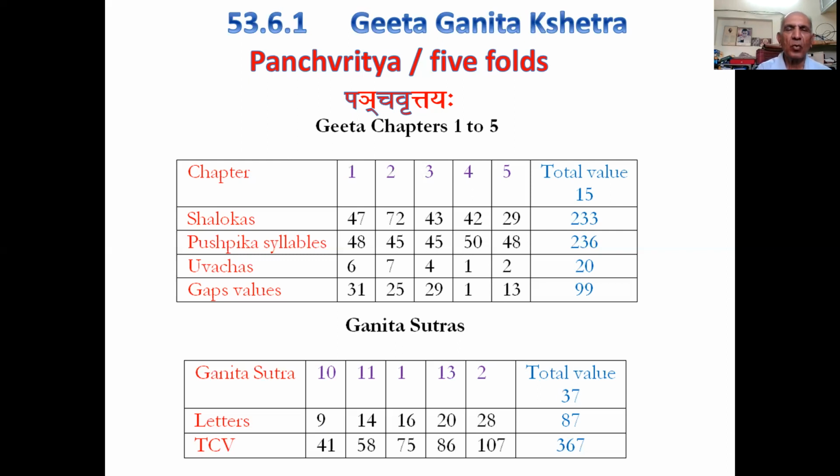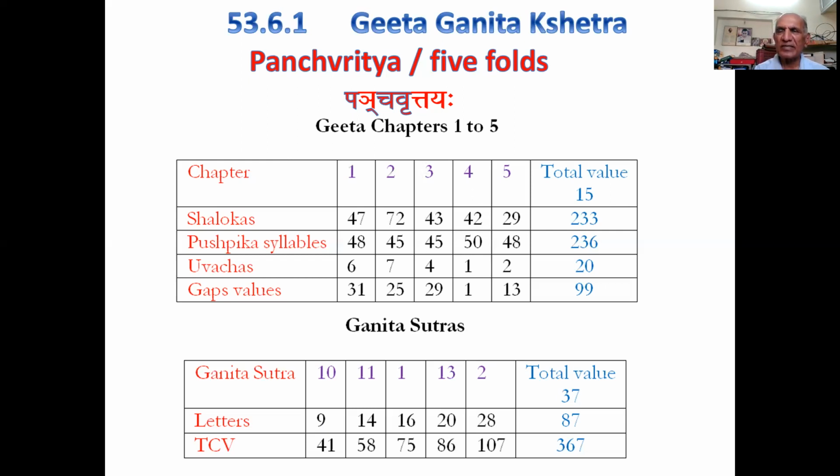The third row tabulates the Pushpikas syllables. These are 48 of chapter 1, 45 of chapter 2, 45 of chapter 3, 50 of chapter 4, and 48 of chapter 5. The summation value is 236. One may further have a pause here and have a blissful comprehension in imbibing, as that value 236 is the value of the total letters of all 13 Ganita Sutras.